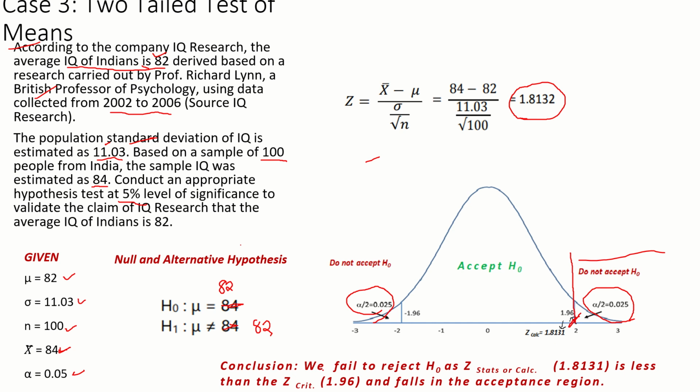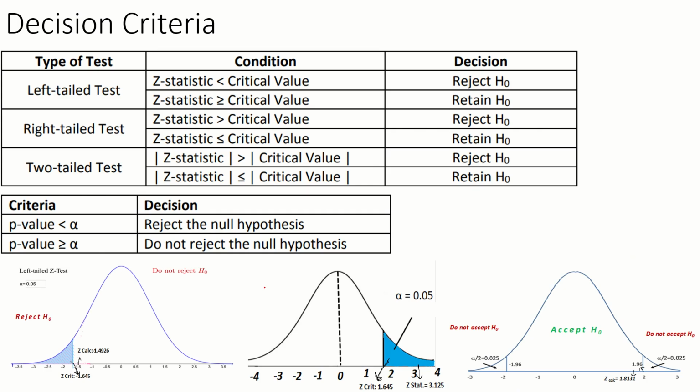Therefore, we conclude that we fail to reject. That means we accept H0, as the Z statistic, or calculated value, is less than the Z critical and falls in the acceptance region. It is very simple. So this is the decision criteria that we have to see.